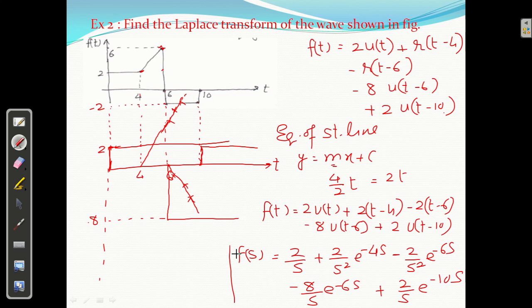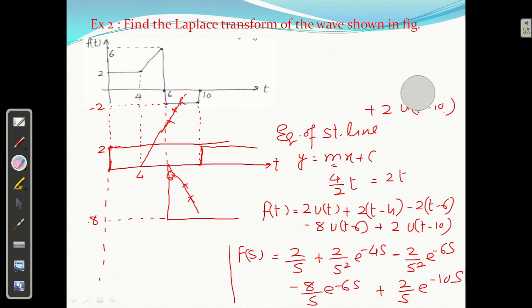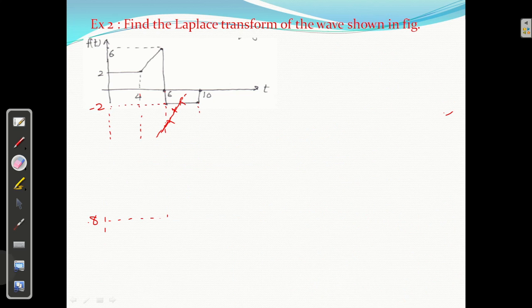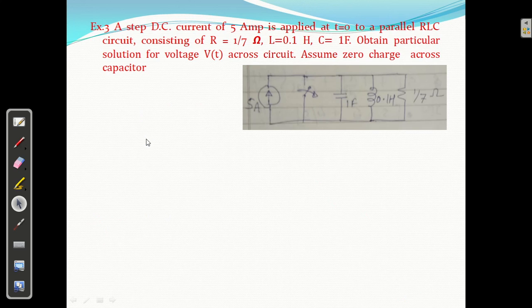So already we have solved 5 numericals based on the waveform. This is one more I had taken only for practice. Okay. The next problem I am going to solve, I am rubbing it first. Okay, question number 3. This is the problem I have.